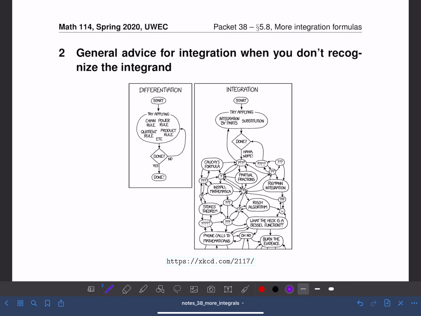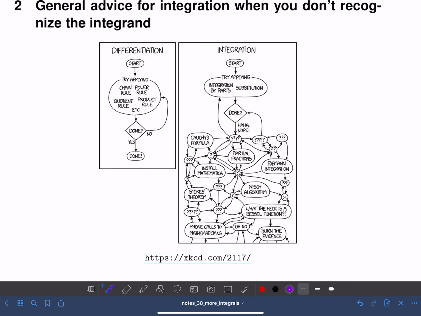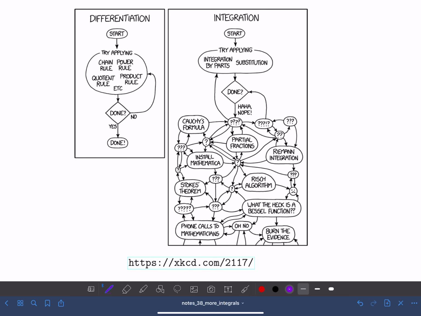I have general advice for you. I don't think I've put an XKCD comic in any of my lectures yet. It was time. Differentiation is pretty straightforward. Randall Munroe agrees, right? It's basically like the chain rule, the power rule, the product rule, the quotient rule. You know how to do those. Are you done with it? No. Then do those things again. Otherwise, yes, and you're finally done.